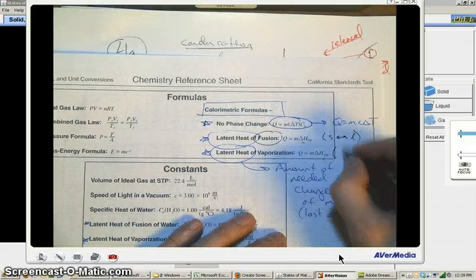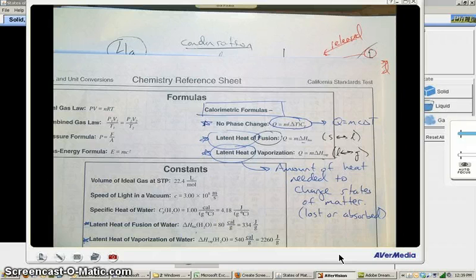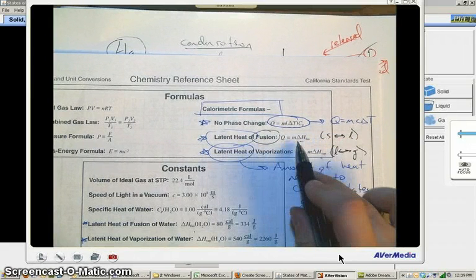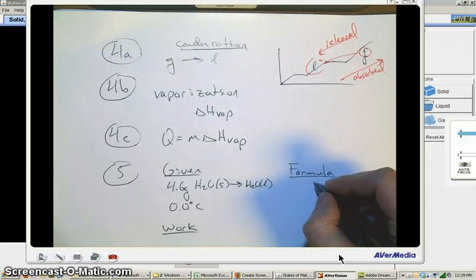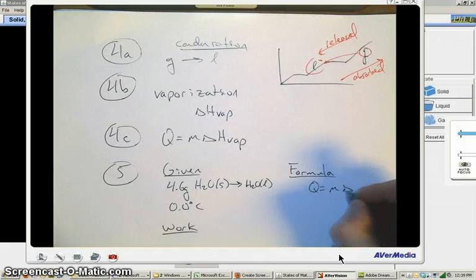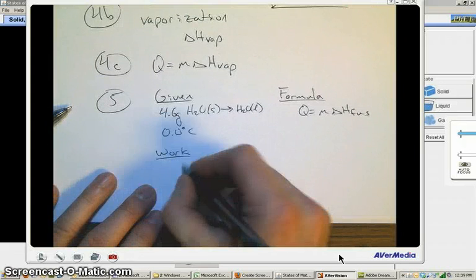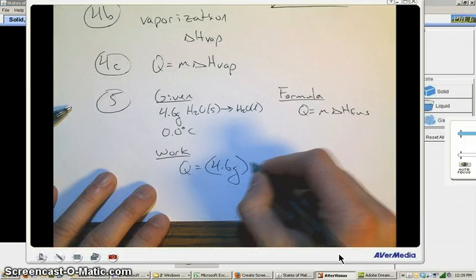Latent heat of vaporization is between liquid and gas. Since I'm melting ice, I'm going from solid to liquid. So the formula I'm going to use is the latent heat of fusion. So my formula for problem 5 is Q equals M delta H sub fuse. All right, so now let me go ahead and plug in my numbers. So Q equals the mass, which is 4.6 grams, times the delta H fuse.